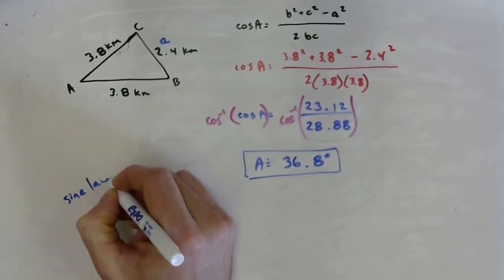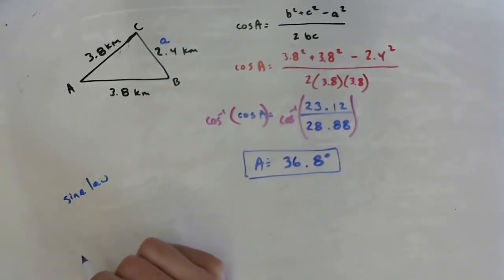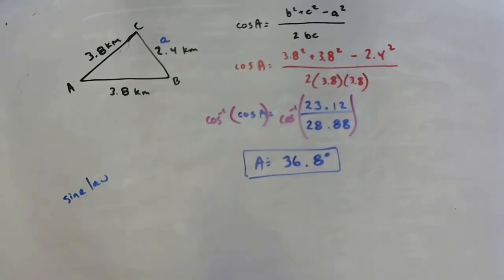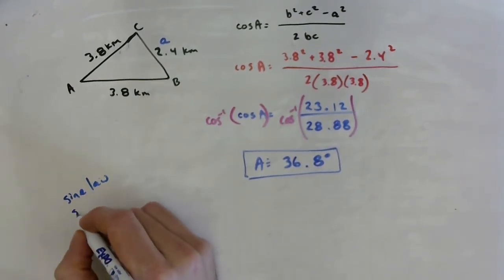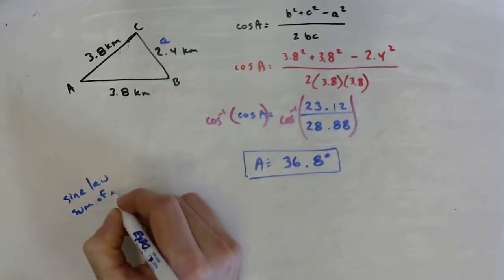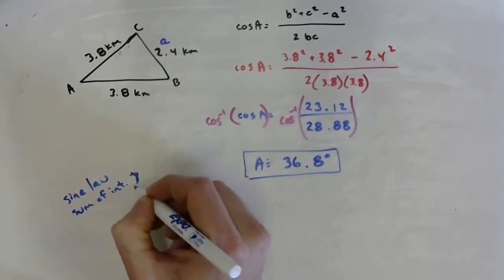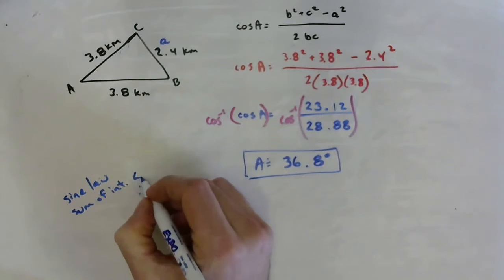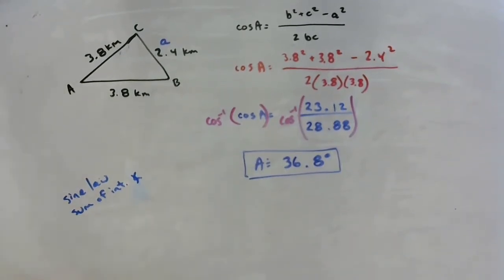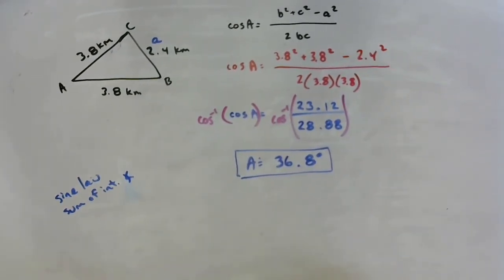Does tangent and stuff not work anymore? Someone have an answer to that question? Because it's not a right triangle. Okay, correct, you're not in a right triangle. So I could use sine law and then the sum of interior angles. Anybody else see a different strategy I could use? You could keep doing cosine law. I could keep doing cosine law, but I'm not going to do that.